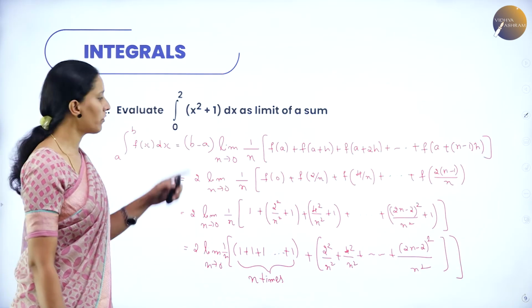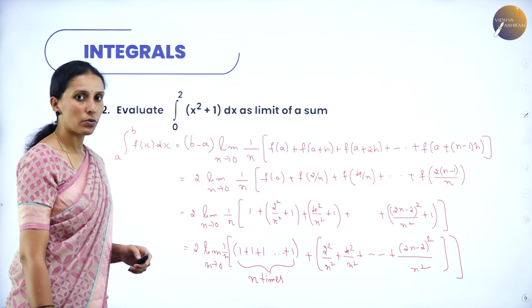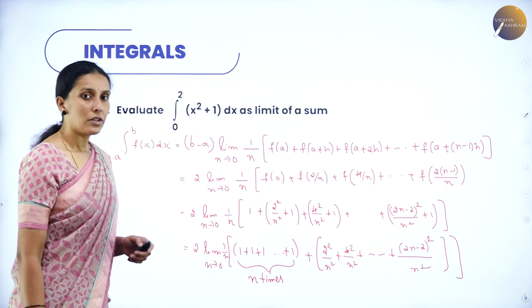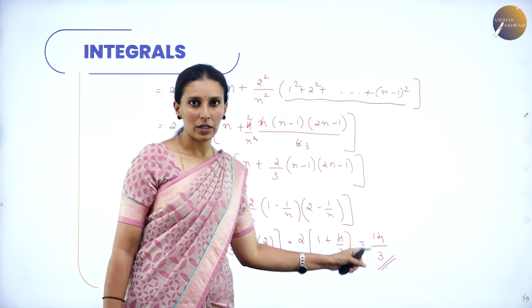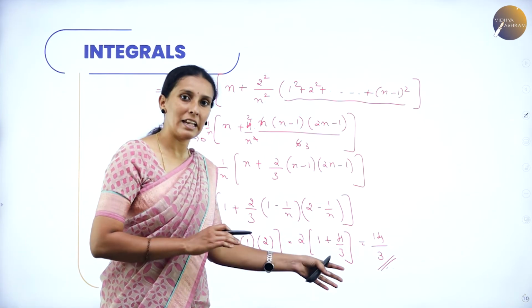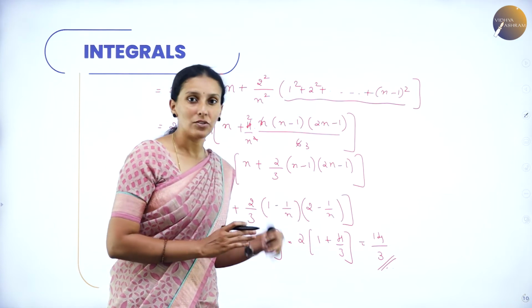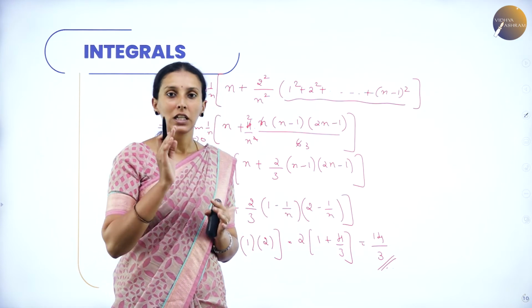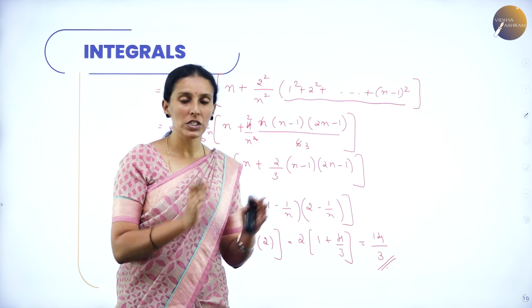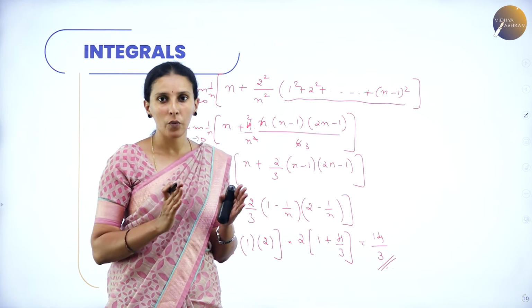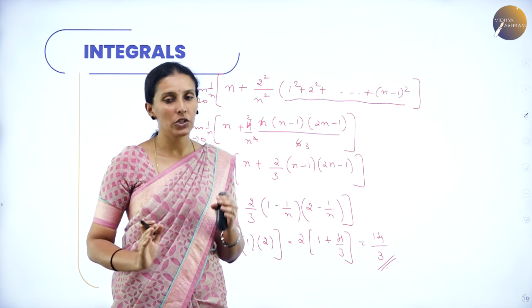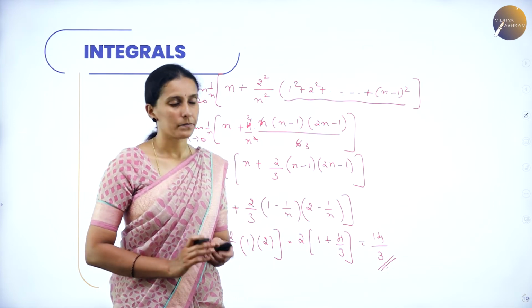So therefore 14/3 is the value of this result, that is the integral from 0 to 2 of (x² + 1) dx, whose value is 14/3. If you consider this as area, then it is 14/3 square units. Thus, the definite integral denotes the area bounded by the curve with the x-axis along with the ordinates from x = a to x = b.